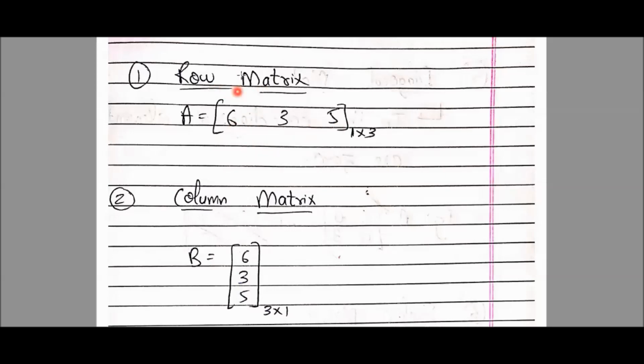But if you see the cursor, 6 is in the first column, 3 is in the second column, 5 is in the third column. So we have 3 columns. So the order is 1 cross 3, or 1 into 3.